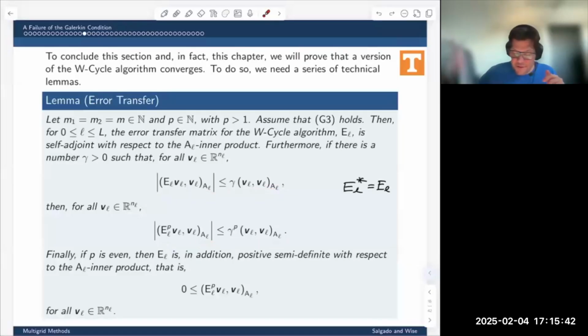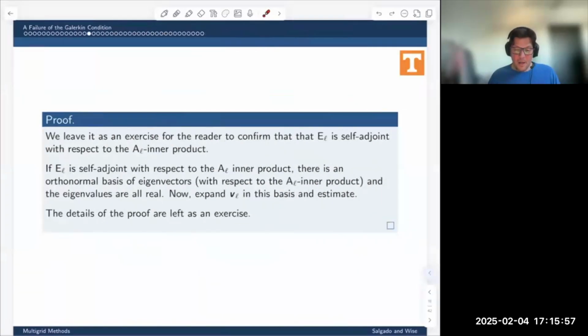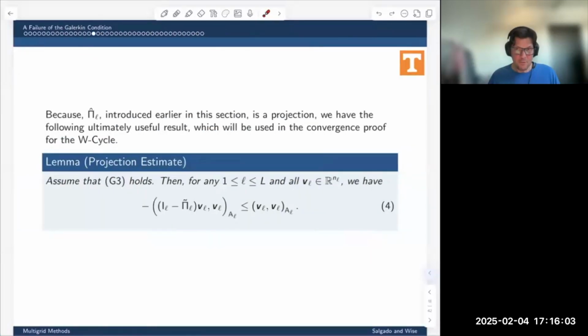Therefore, EL is self-adjoint with respect to the AL inner product. And then I'm going to expand VL in a basis and estimate using this information that I have from above. All right, so those are the two steps that are left for your proof. Any questions about that?